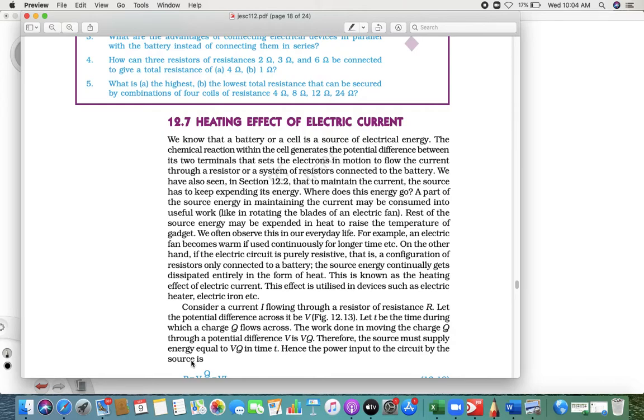Okay, the question arises: where does that heat come from? The first thing is the heat's purpose. So this heating, how does it come into existence?